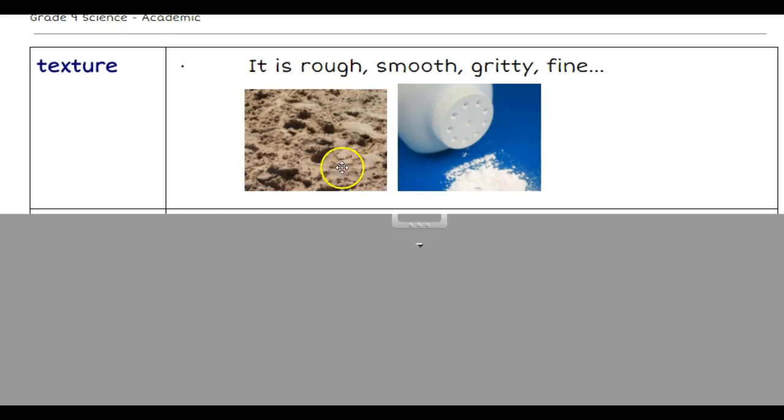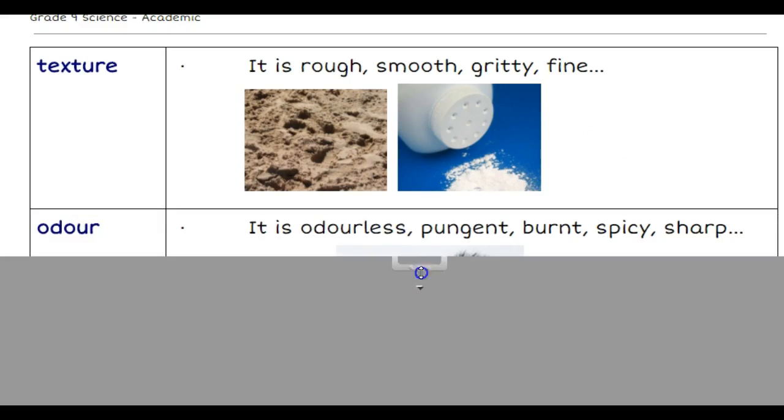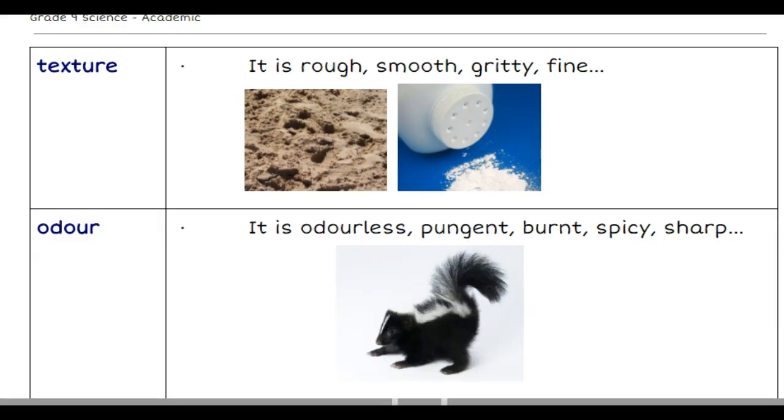Gritty, so I have a picture here of sand. Some sand is grittier than other sand. Fine might be like a fine powder. I thought about baby powder, which is quite fine, quite gentle. It's very, very particulate. We would be able to identify that by using our sense of touch, and also just by observing with our eyes. So the next physical property I want to talk about is odor, of course, being able to smell something.